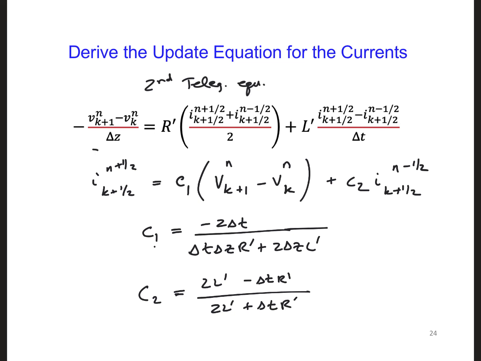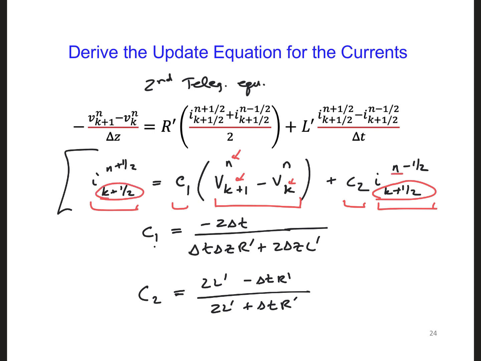So if I were to describe this equation in words, I would say the future current that we want to solve for is equal to this coefficient based on the transmission line parameters and our FDTD grid parameters, delta t and delta z, times the difference between the two neighboring voltages. They're a half a time step earlier and one to the left and one to the right, plus another coefficient times the current at the same location in space, but one time step earlier than the one we're solving for.